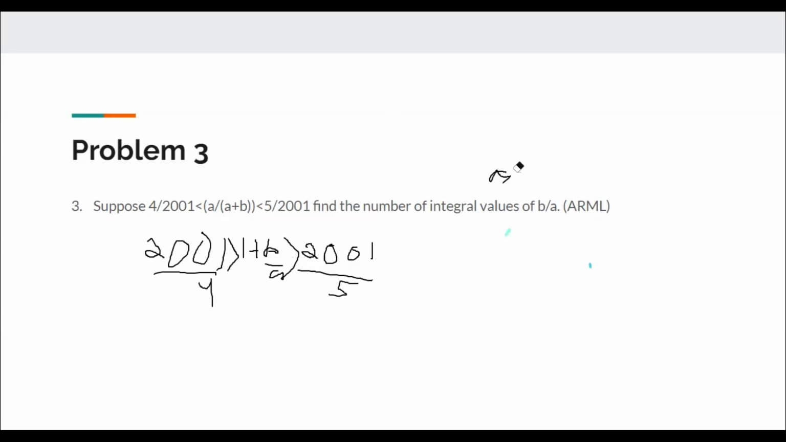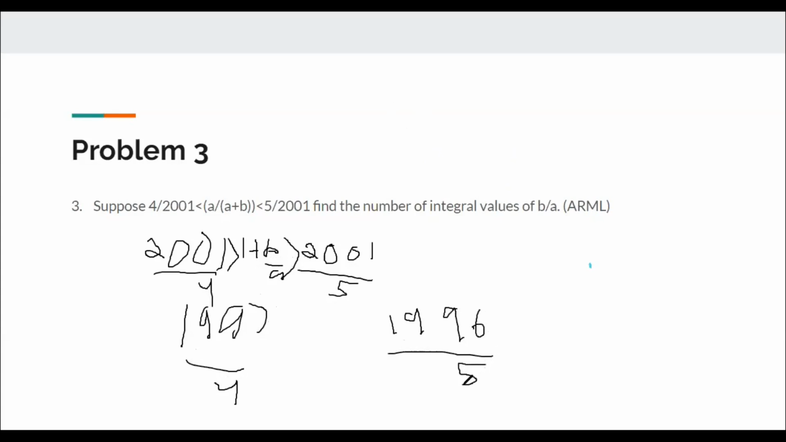Now we can subtract 1 from both sides. And this is just going to become 1997 over 4, and this is going to become 1996 over 5. And then this is b over a. So b over a has to be greater than 1996 over 5, and it has to be less than 1997 over 4. So what you can do is find the closest integer that's smaller than this, and that's going to be like 1996 over 4.